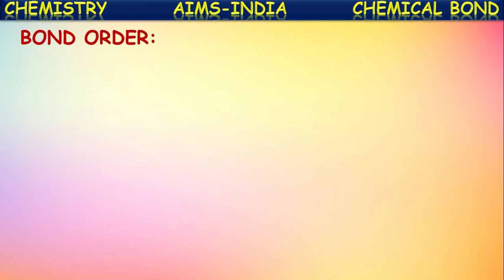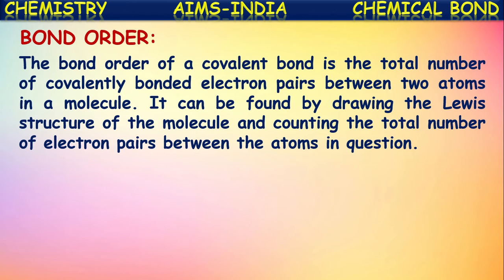Next parameter is bond order. The bond order of a covalent bond is the total number of covalently bonded electron pairs between two atoms in a molecule. It can be found by drawing the Lewis dot structures of the molecules and counting the total number of electron pairs between the atoms in that given molecule.